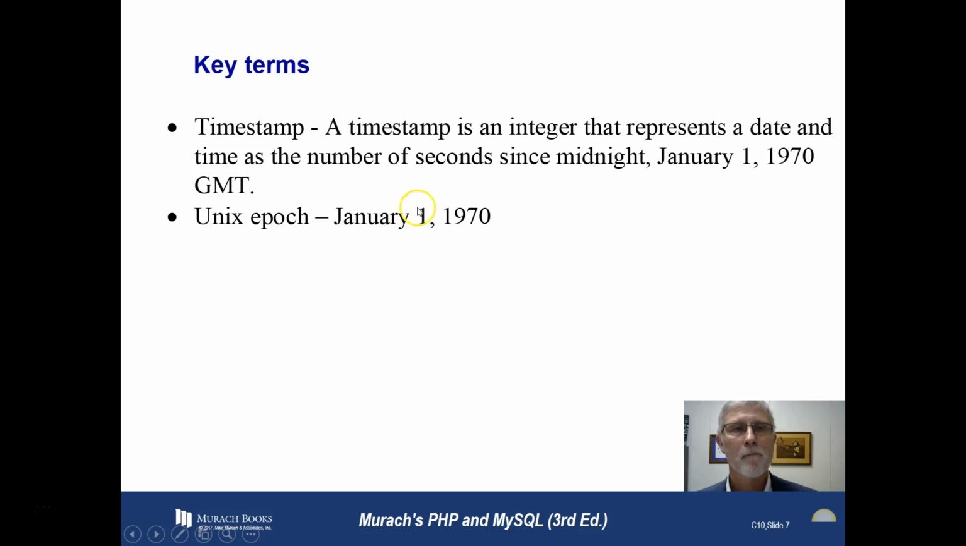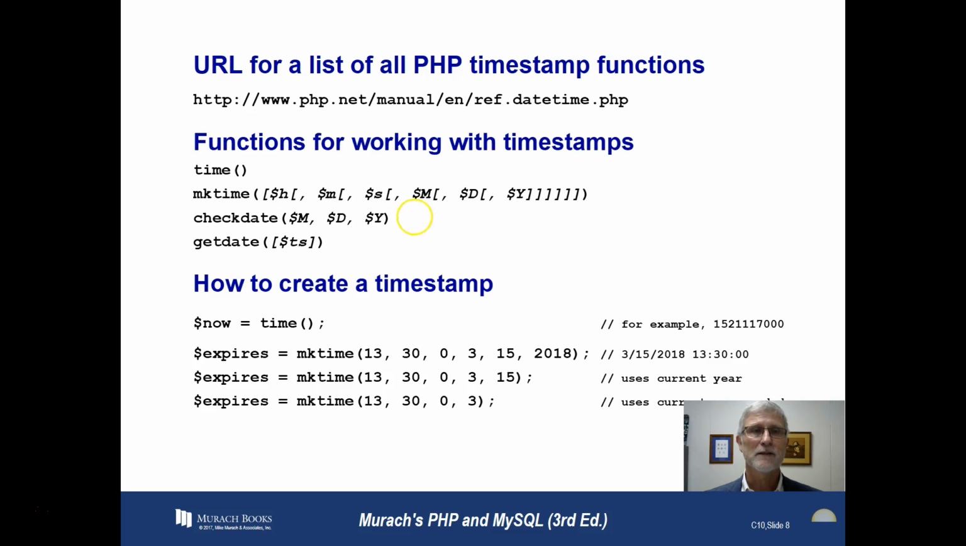Like I said, a timestamp is an integer representation of the date since January 1st, 1970, Greenwich Mean Time. That date and time is the Unix epoch. Those are just some key terms you can take a look at.